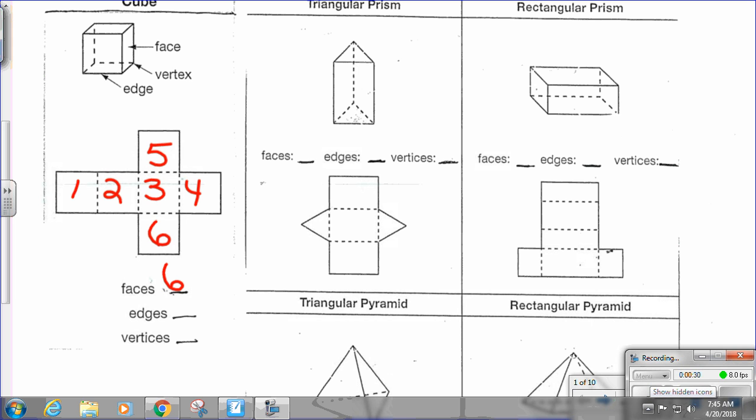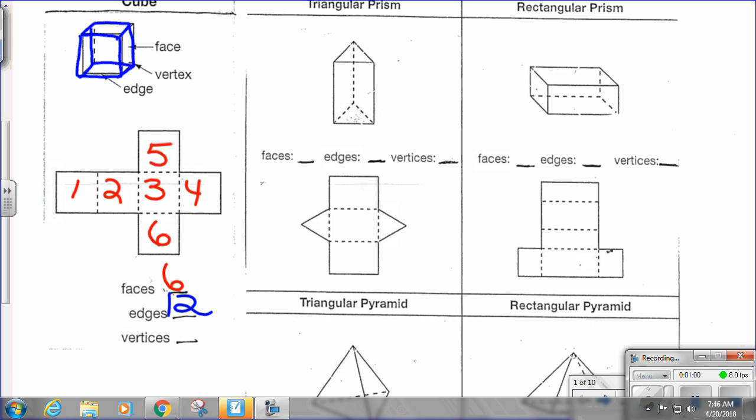To find the edges, you will trace the shape. And so for every line that you trace, you're going to count it, and that's going to give you how many edges there are. So 1, 2, 3, 4, 5, 6, 7, 8, 9, 10, 11, 12. You do include those dashed lines. So there are 12 edges to a cube.